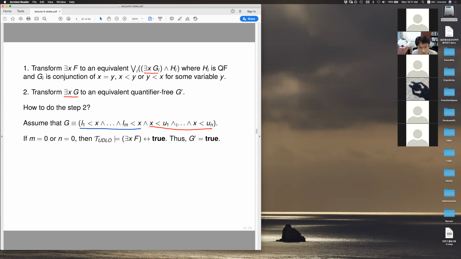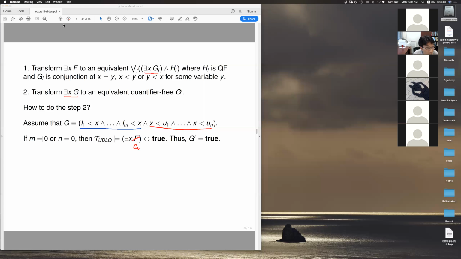Similarly, if we don't have any upper bound, so if N is equal to 0, which means that this red part doesn't exist, then by the same reason, we can just replace exists X F with true, because we can find arbitrarily large elements according to the theory of unbounded dense linear order. So in either of these cases, our algorithm can replace this exists X dot, actually it's not F, this has to be G, exists X dot G by true.